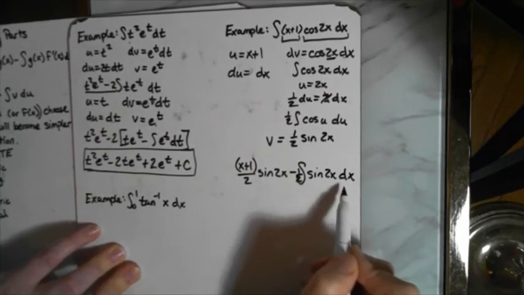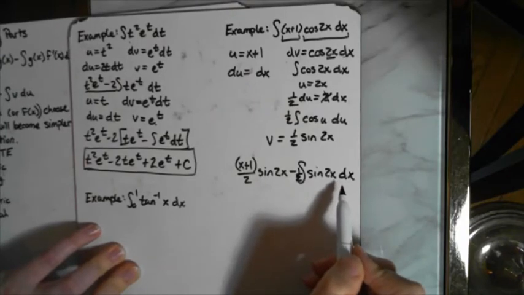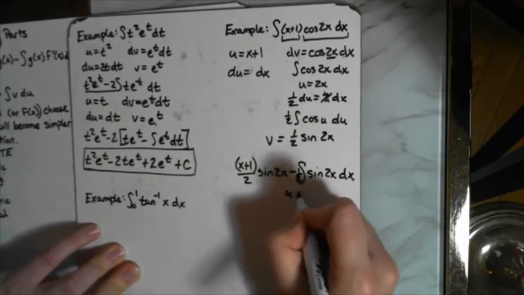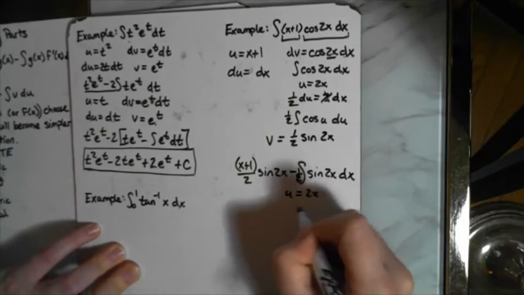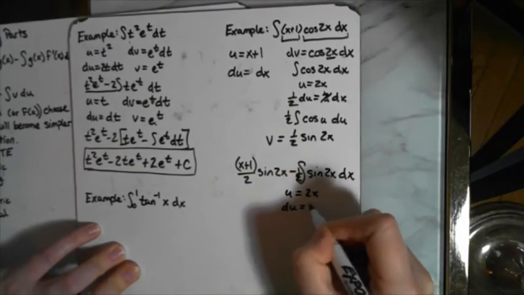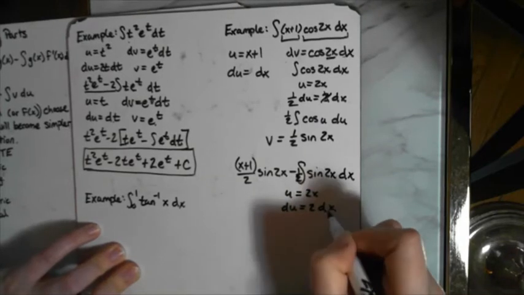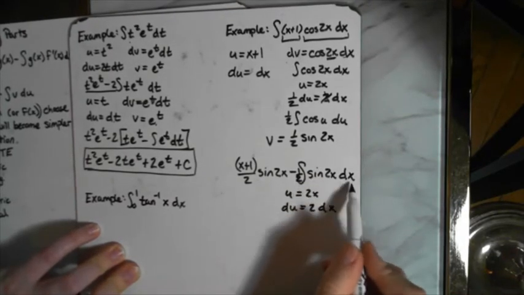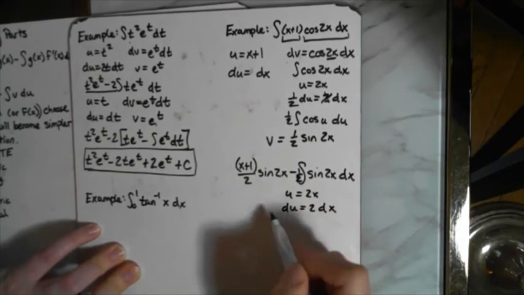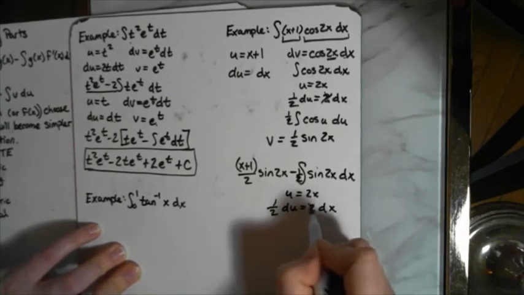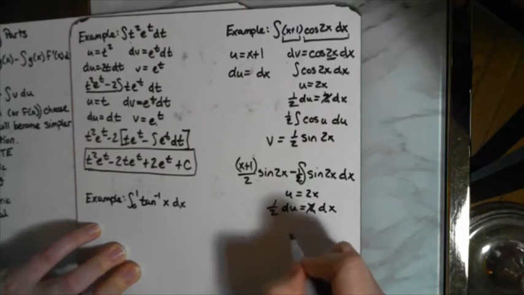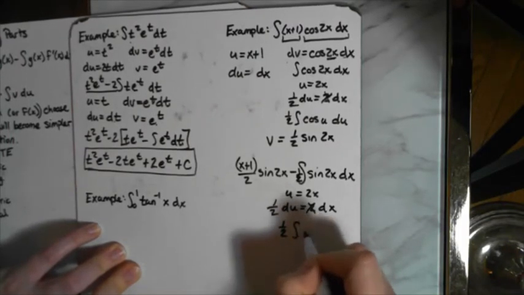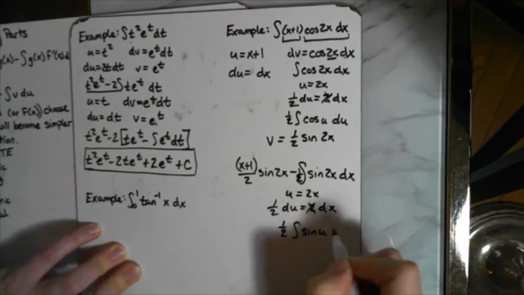Now to do this integral, again, I have to use u substitution. So I'm going to let u equal 2x. So du equals 2 dx. But again, there's no 2 in here. So I'm going to divide by this 2. And now I can substitute. So I end up with doing 1/2 times the integral of sine u du.